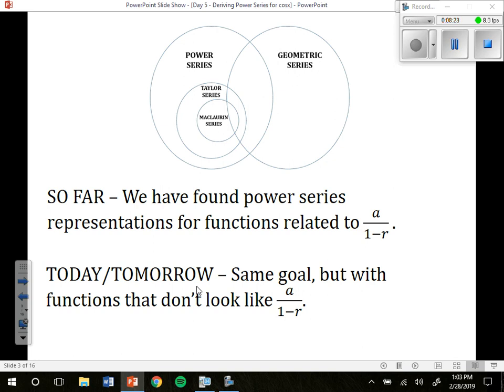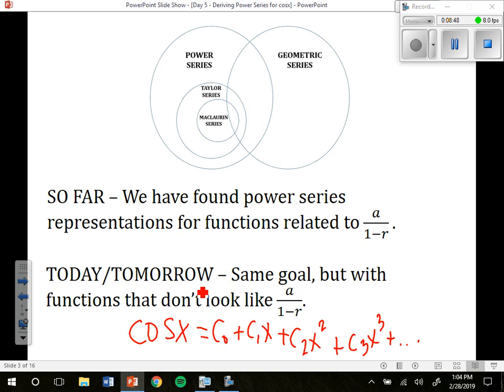Does that make sense? Our goal for today is to take cosine x and turn it into a power series. What's the power series? Coefficient times x to the power. So we want to turn it into something that looks like: that's my first coefficient, another coefficient times x, another coefficient times x squared.